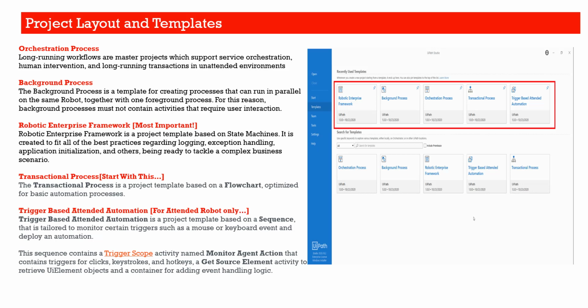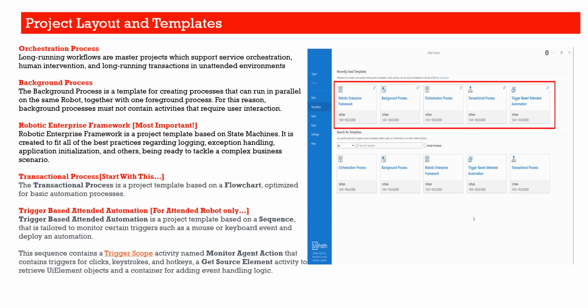This will help us optimize license usage, because by default you can run a background process and a foreground process at the same time on the same machine. For the reason that the background process does not use UI, background processes must not contain activities that require user interaction. No click, no input, no mouse activities. Only activities like FTP, sending a file, sending an email, which can run in the background. So that's a basic template provided by UiPath.